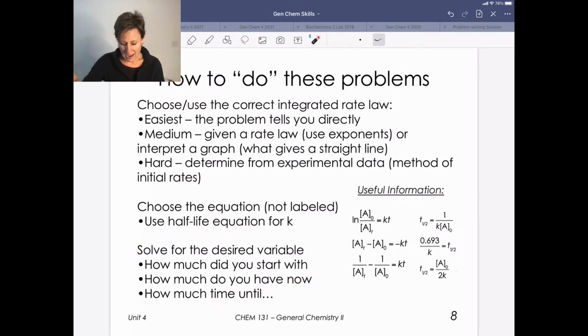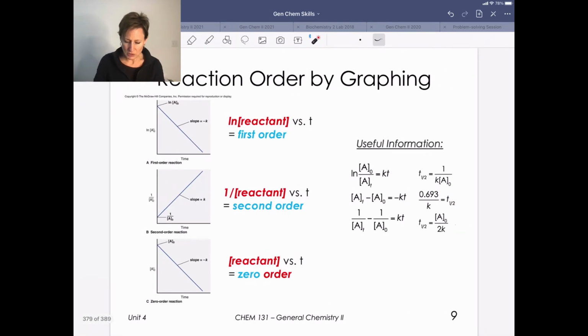How much do you have now? How much time has passed, right? Some time piece of information.